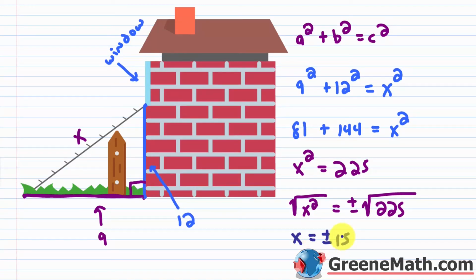Now, does it make sense? Does it make sense for the measure of this ladder to be negative 15? No, it's nonsense. That's why checking your answer makes a lot of sense. If you incorrectly said that the ladder could be 15 feet or negative 15 feet, when you check that, you can say that doesn't make sense. A ladder can't measure negative 15 feet. That's complete nonsense. So you just throw that solution out and say that x, the length of that ladder, is going to be 15 feet. I'm just going to write that in there, 15, or again, 15 feet.